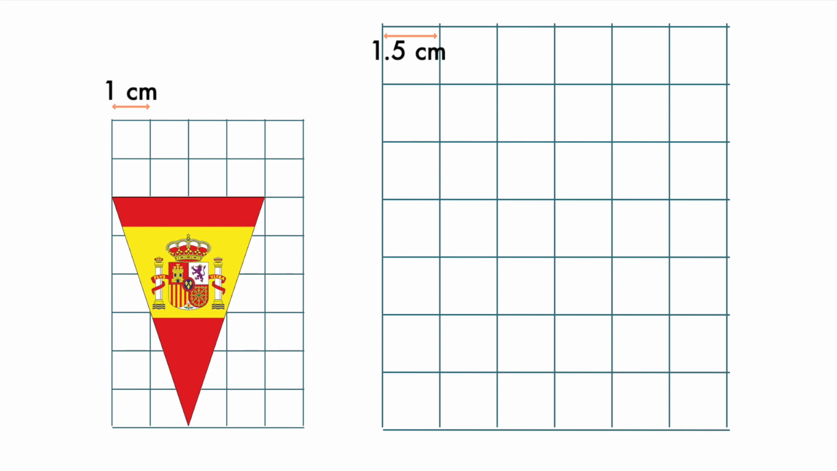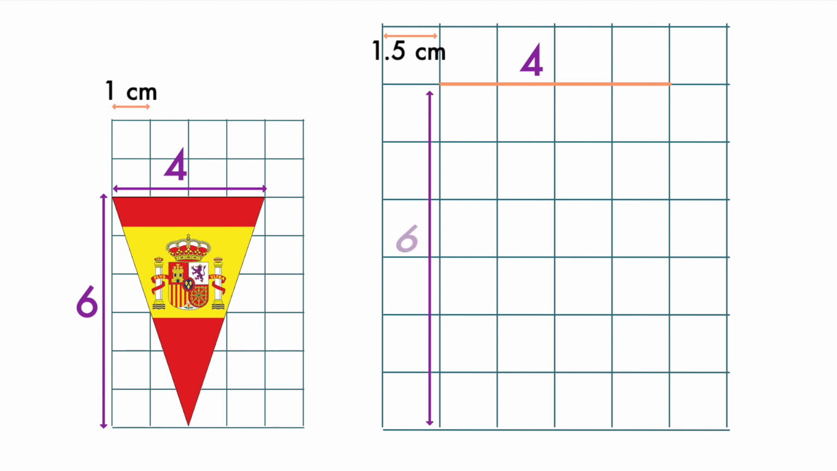Then we can use the same number of units. Here, 4 units. Over here, also 4 units. Here, 6 units. Over here, also 6 units. This way, the scale drawing is also larger by 1.5 times.